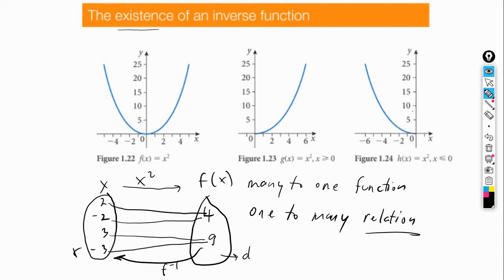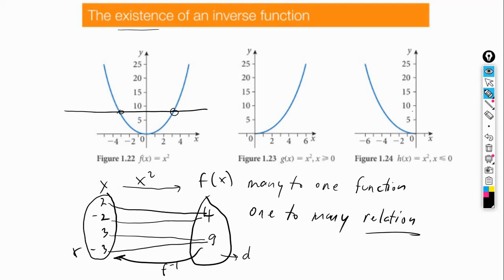But a one-to-many would not be a function of y in terms of x. So that means that x squared itself does not have an inverse. In general, we know that a function does not have an inverse if we do something called the horizontal line test. So if we draw a horizontal line through the graph of a function and it intercepts the function more than once, as it does here, then it would not have an inverse.